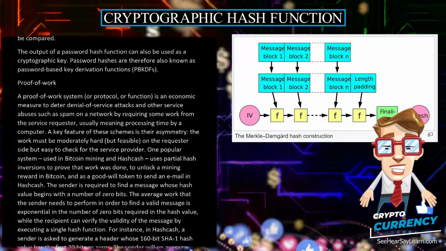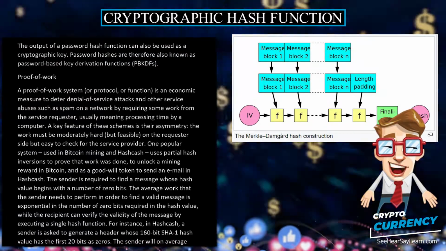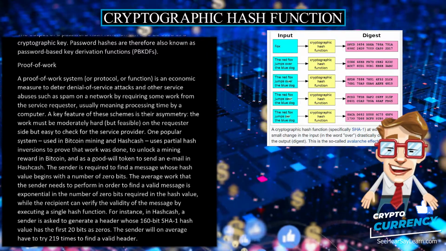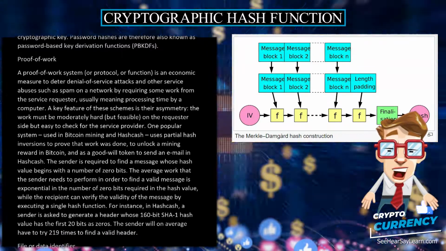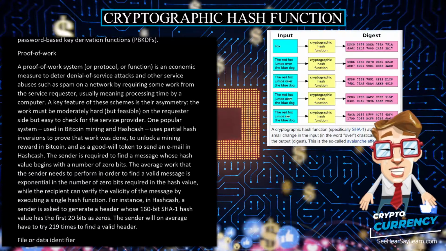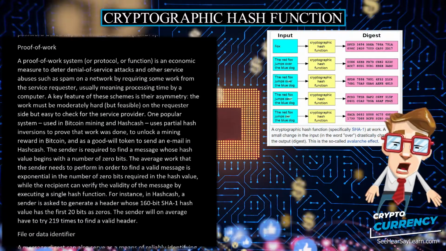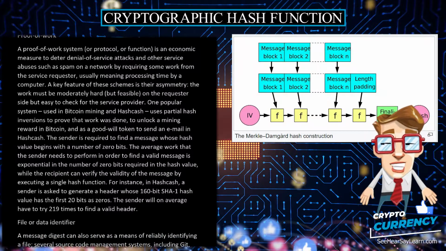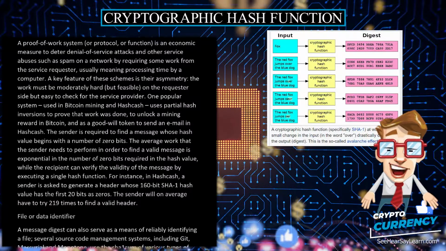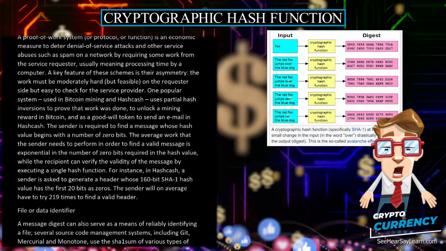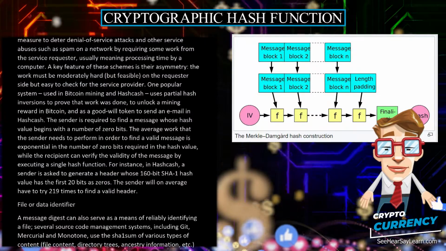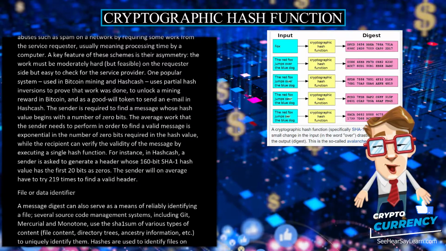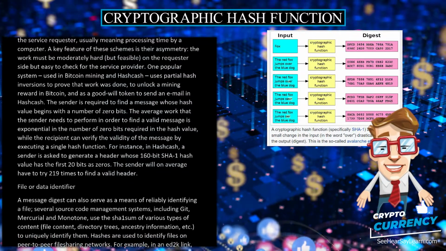For instance, in Hashcash, a sender is asked to generate a header whose 160-bit SHA-1 hash value has the first 20 bits as zeros. The sender will on average have to try 2^19 times to find a valid header. File or data identifier. A message digest can also serve as a means of reliably identifying a file. Several source code management systems, including Git, Mercurial, and Monotone, use the SHA-1 sum of various types of content, file content, directory trees, ancestry information, etc.